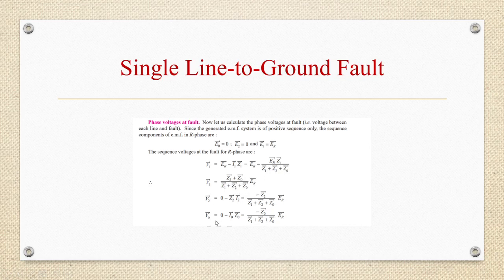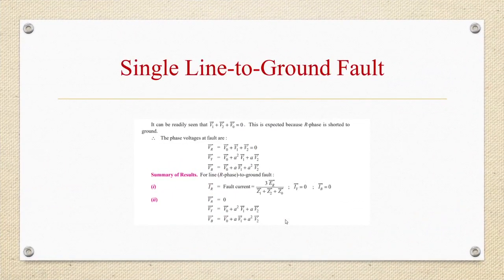Similarly V2 and V0. V2 will be 0 minus Z2 I2, V0 is 0 minus I0 Z0. So we are getting value of V2 as minus Z2 by Z1 plus Z2 plus Z0 ER, and V0 as minus Z0 by Z1 plus Z2 plus Z0 into ER. So V1 plus V2 plus V0 is 0, and this is expected because R phase is shorted to ground here. And phase voltages at fault are VR is equal to V0 plus V1 plus V2, that is 0, and Vy is V0 plus A square V1 plus AV2, Vb is V0 plus AV1 plus A square V2.